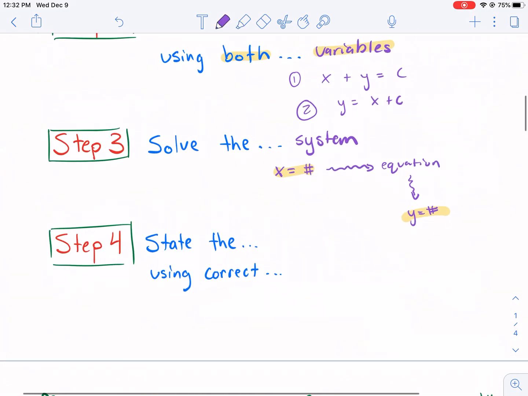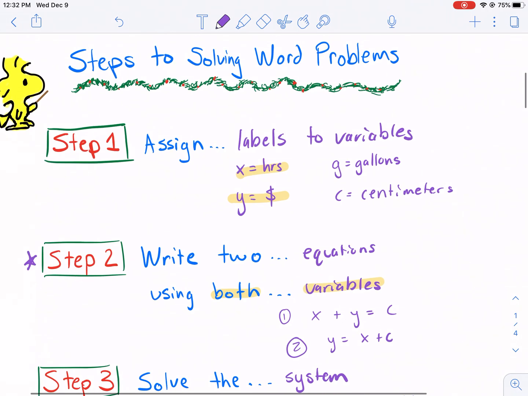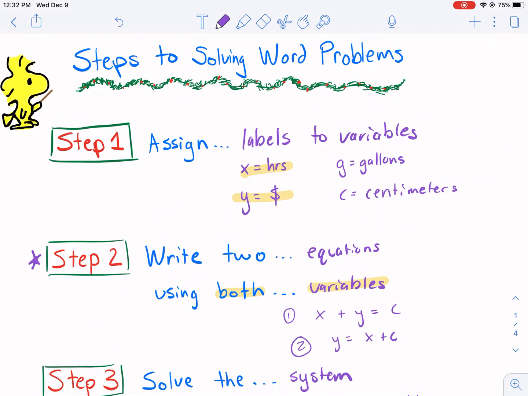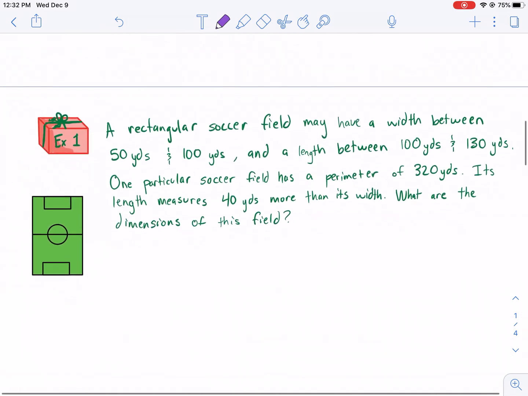And then we want to state the solution using the correct labels. So we want to go back to the beginning. We want to make sure that we look at the question and really cover with our answer what the question was asking. So let's go ahead and jump into our first example.